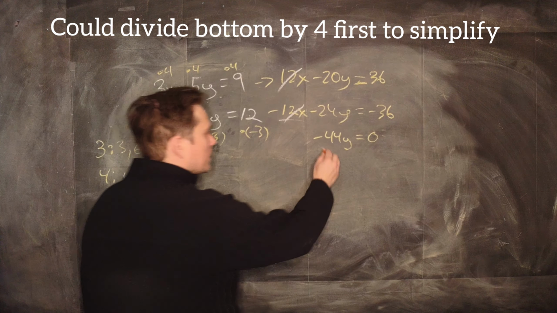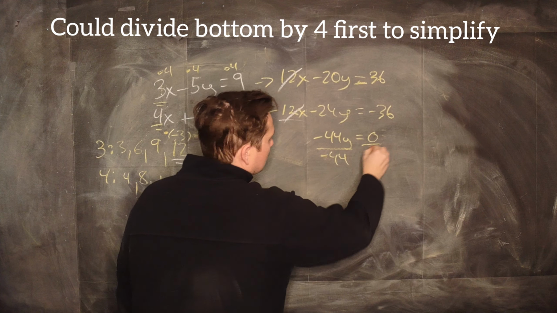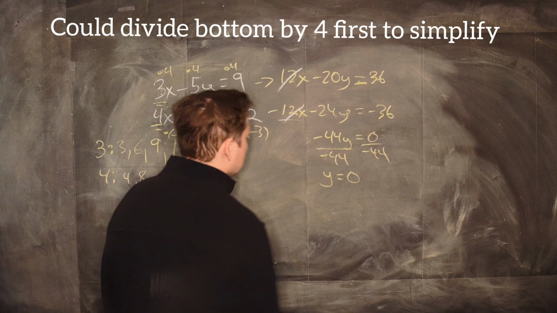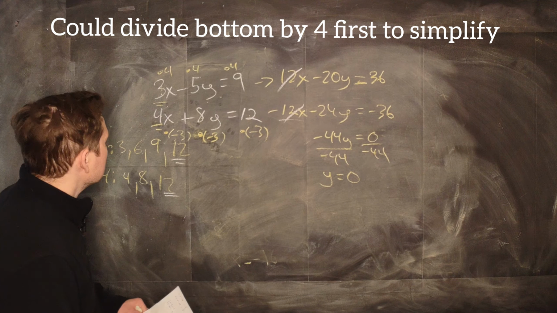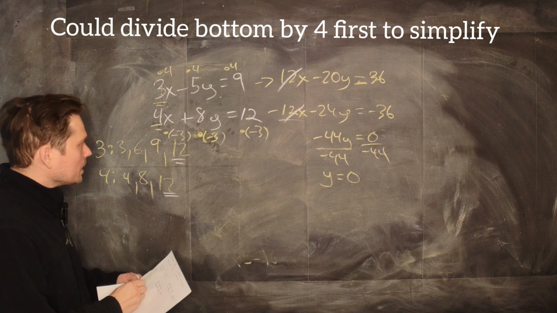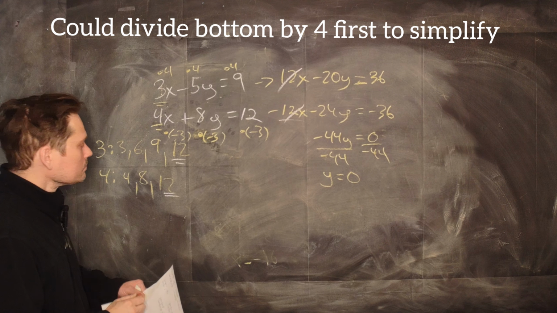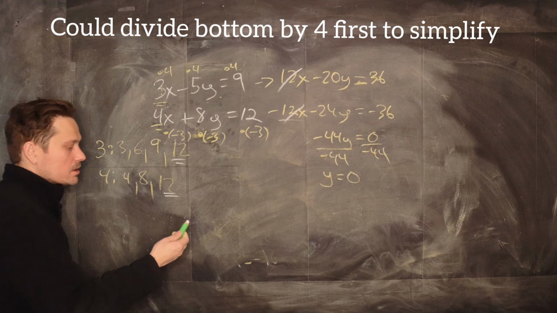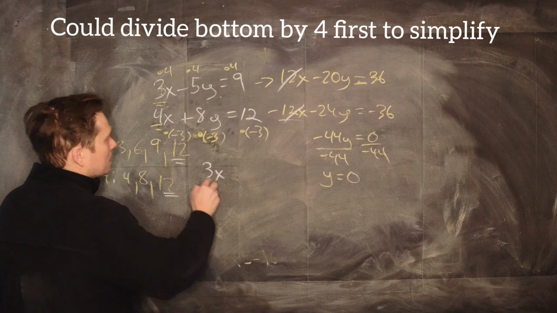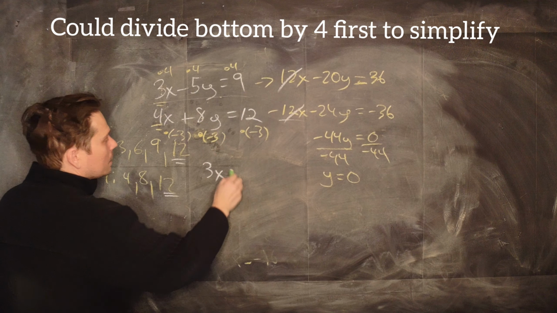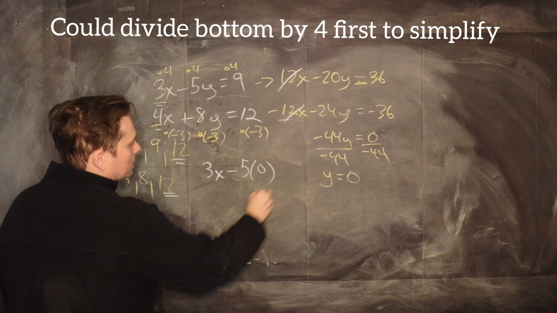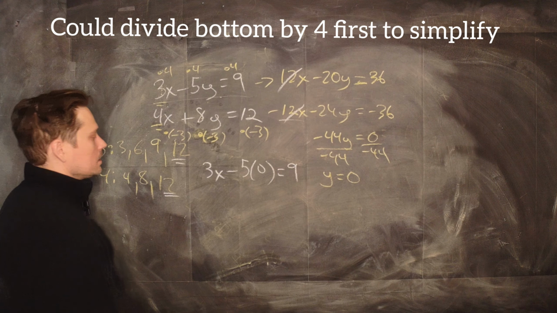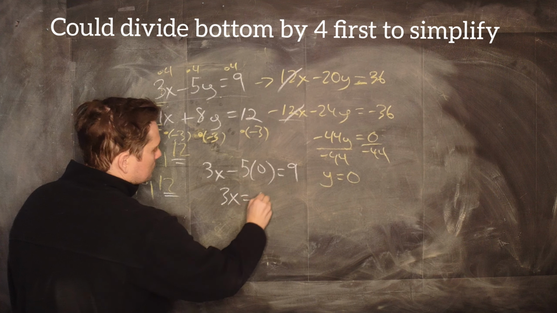And then just divide both sides by negative 44. So we're going to have y is equal to 0. Now, once we know that the value of y is 0, the next stage is to find the corresponding value of x, say using the top equation. So we're going to have 3x using this equation right here, minus 5 times the value of y, which is 0, and this is equal to positive 9. All right, so it leaves us with 3x is equal to 9.